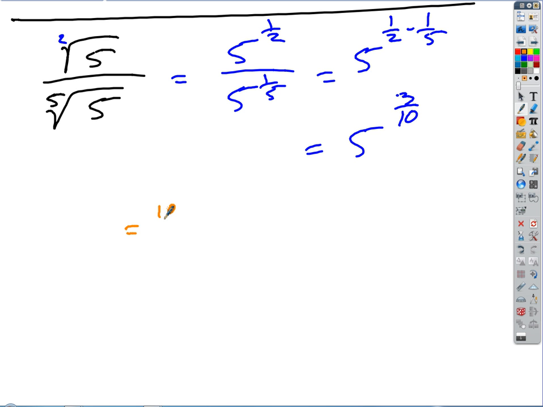The 10th root of 5 to the 3rd. Or what if I put the power inside? 5 to the root, 6 to 125. 125, yeah, 5 cubed.